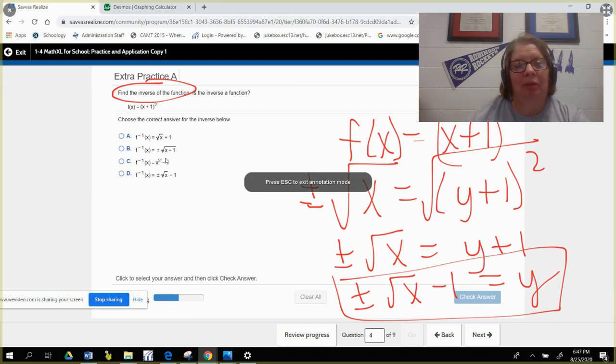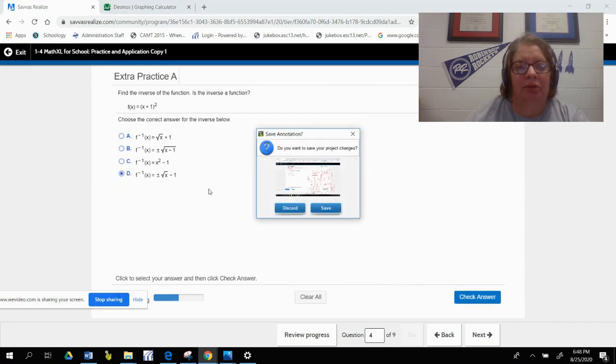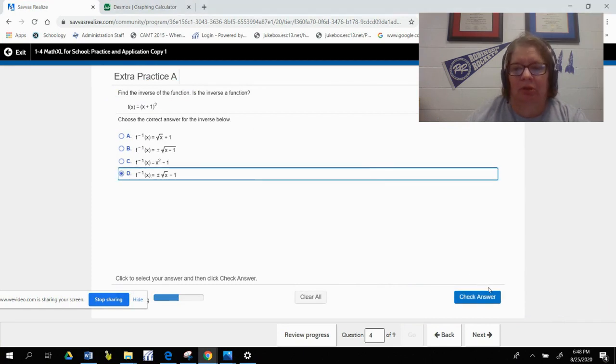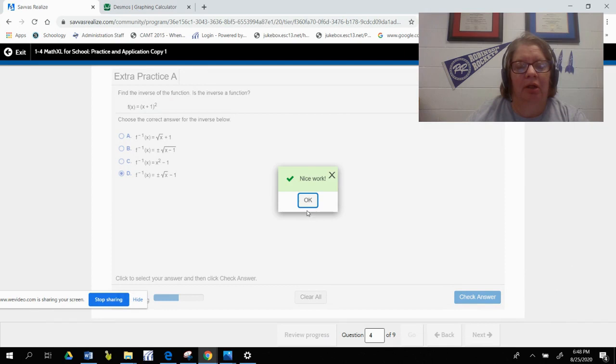Now, some of my students probably would graph this one in their calculator and then graph each answer choice in their calculator until they found one that looked like an inverse. It's probably not going to save you a whole lot of time. This is better. Do the math. Okay. Take off the writing, the choice, check the answer. Nice work.